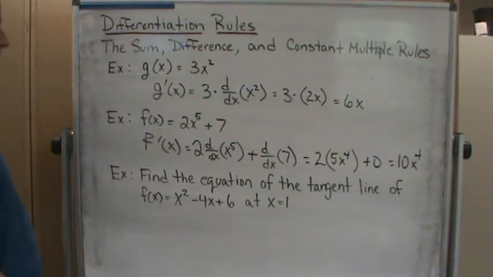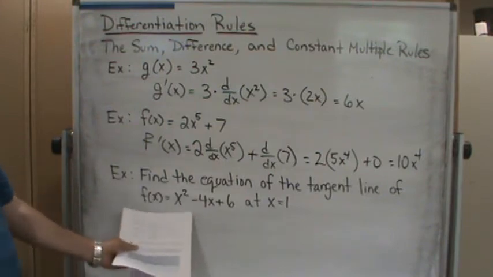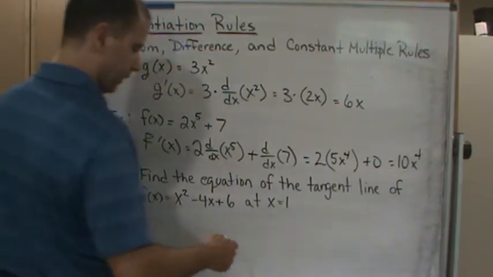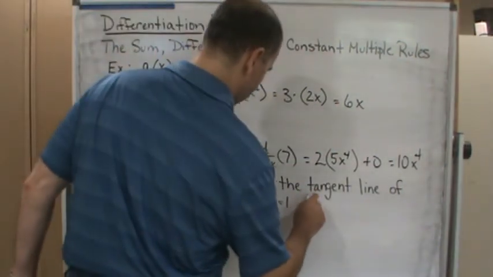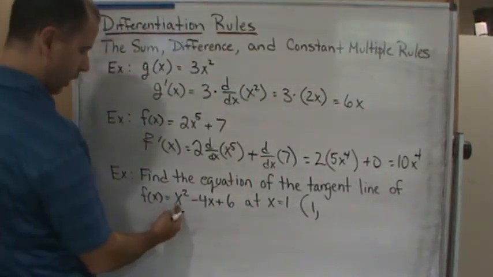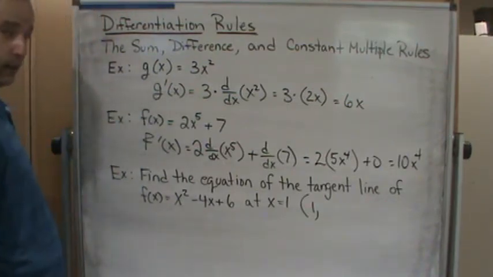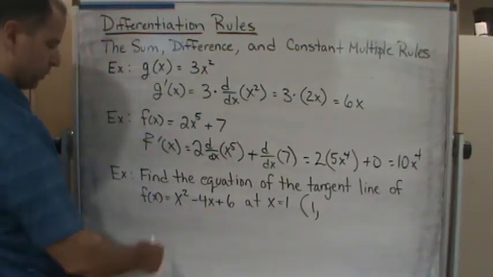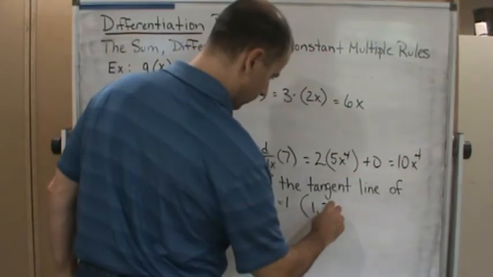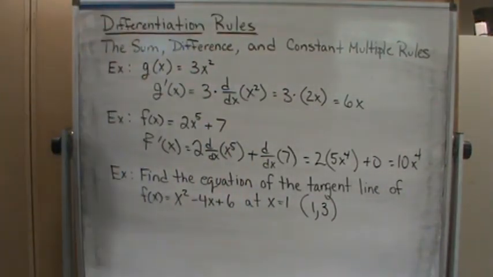Okay, find the equation of a tangent line of f of x equal to x squared minus 4x plus 6 at x equals 1. Now before, we had to find the slope, and we had to have a point. Well, what's the point? Haha, what's the point? Anyway. Okay, so the point that we're interested in is 1 comma what? Well, when you plug in 1, you just add up the coefficients. So it's going to be 1 minus 4, which is minus 3, plus 6, which is positive 3. So it's going to be 1 comma 3. Okay? So 1 comma 3 is the point.